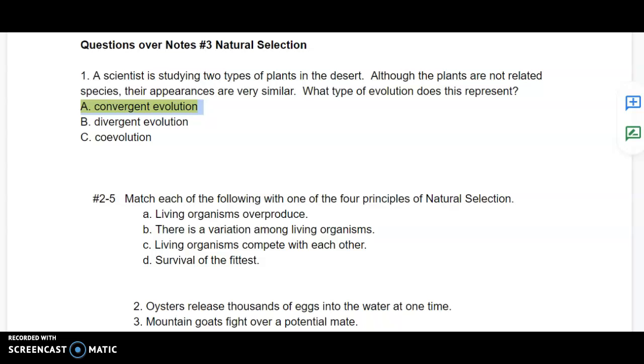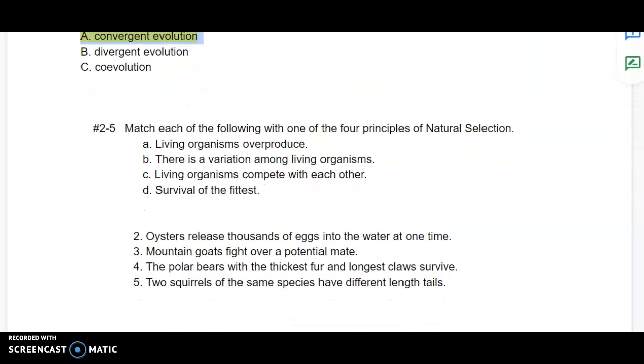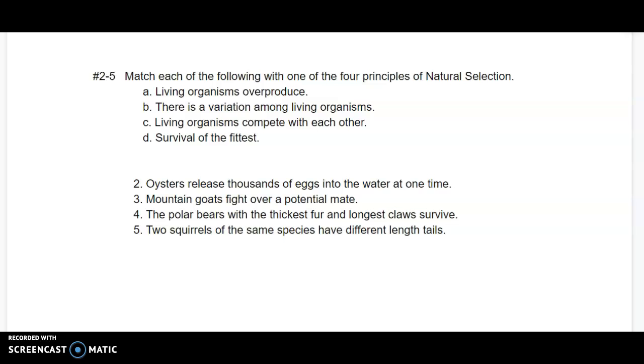2 through 5 says match each of the following with one of the 4 principles of natural selection. A says living organisms overproduce. Species tend to produce a lot more offspring than are going to survive because, again, the world is harsh on organisms, and most of them do not end up making it to maturity to be able to reproduce themselves. So they overproduce.